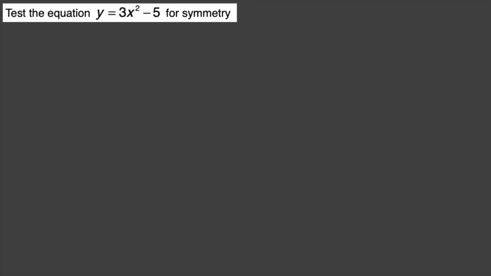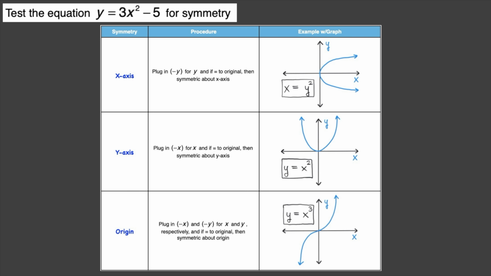Hey Kooks, this question says, test the equation y equals 3x squared minus 5 for symmetry. There are three types of symmetry which most classes test on. The first is x-axis symmetry. To test x-axis symmetry, you plug in negative y for y, and if it equals the original equation, then it's symmetric about the x-axis.